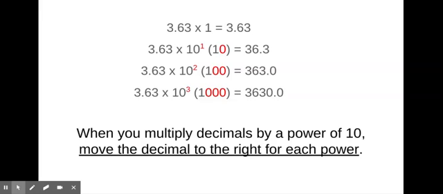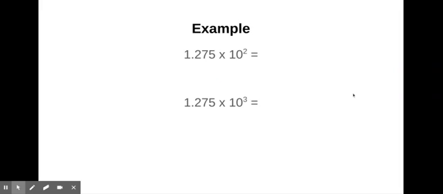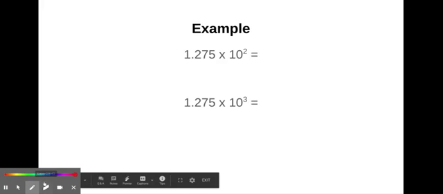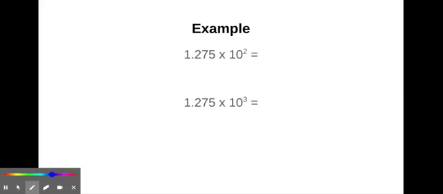If using a place value chart makes these problems a little bit easier for you, go ahead and pull one out. Let's try a couple more examples together, and then you guys will have some on your own. So let's try this problem, 1 and 275 hundredths times 10 to the second power. Can you figure out what our answer would be? You can either use a place value chart or move your decimal point. Go ahead and give it a shot.